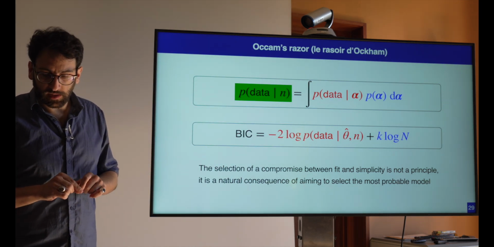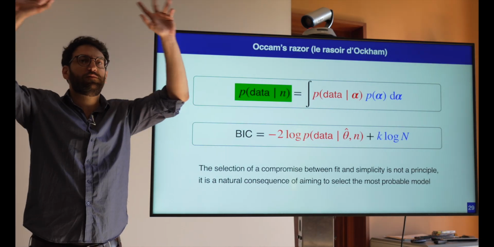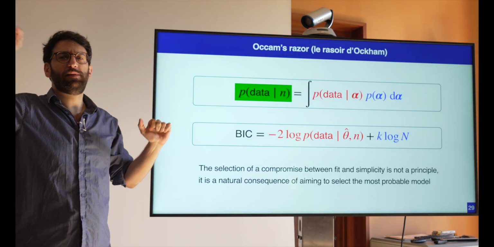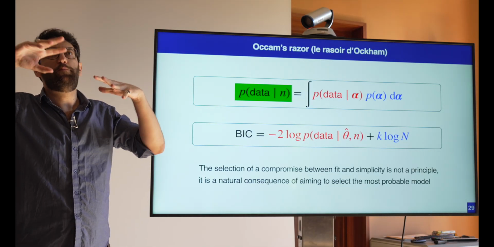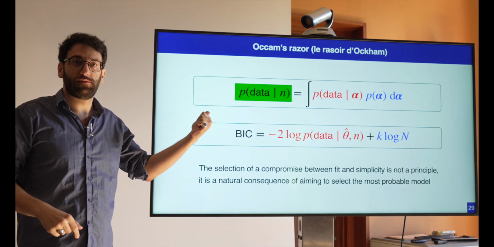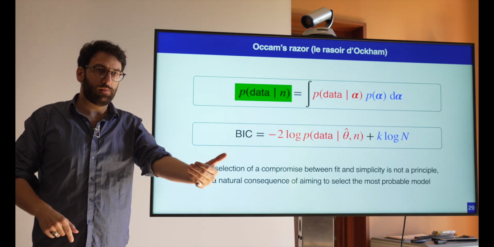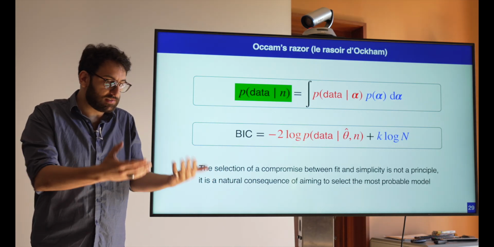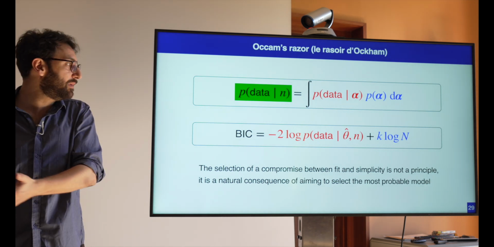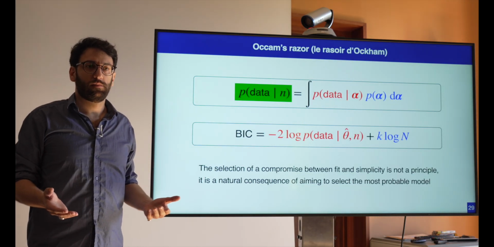So the point I wanted to make is that this Occam's razor principle does not come from some philosophical principle that simplicity is somehow better in general. No, it's a consequence of trying to say correct stuff. You want to compute the posterior distribution of something because this is the right quantity, and it just so happens that the thing with the highest posterior probability is also simple in some sense. Yes.